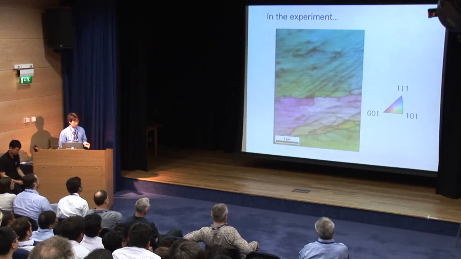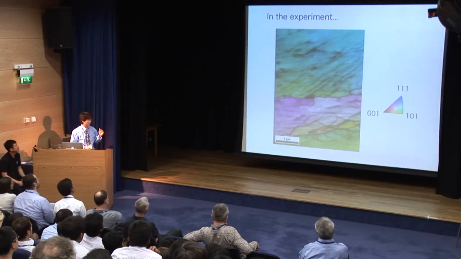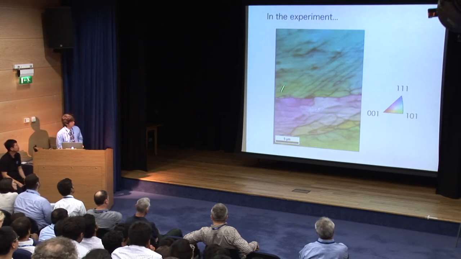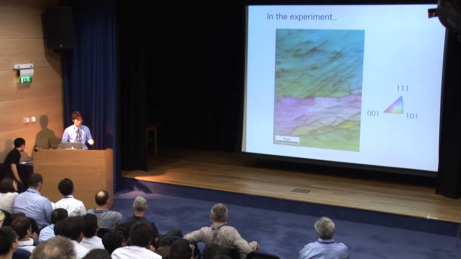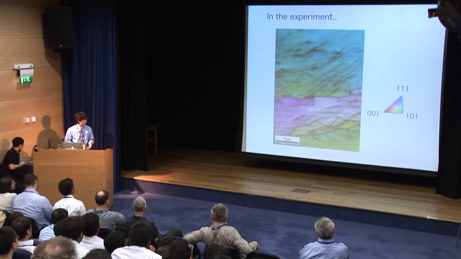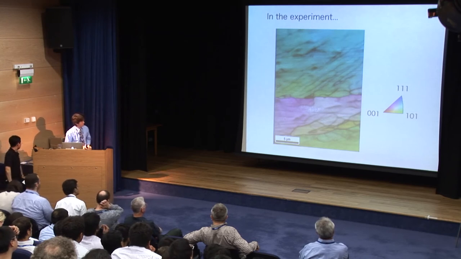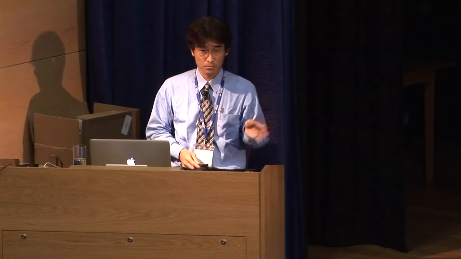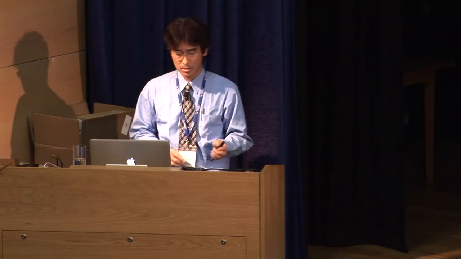This is an experimental result of EBSD. And this sample is pure iron. And this figure was obtained from a part near the fracture surface. And these colors show the crystal orientation. And we can observe the void is on the grain boundaries. Although the size is very different from the computer simulation, it suggests that the simulation results are in good agreement with the experimental results.